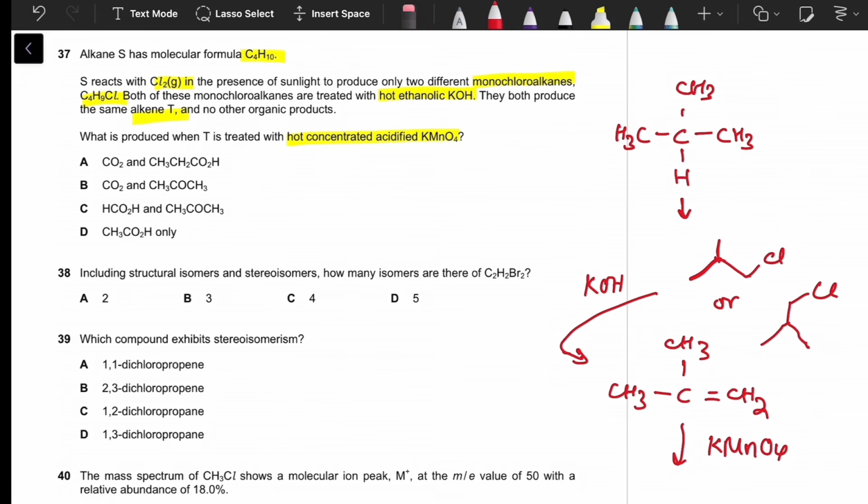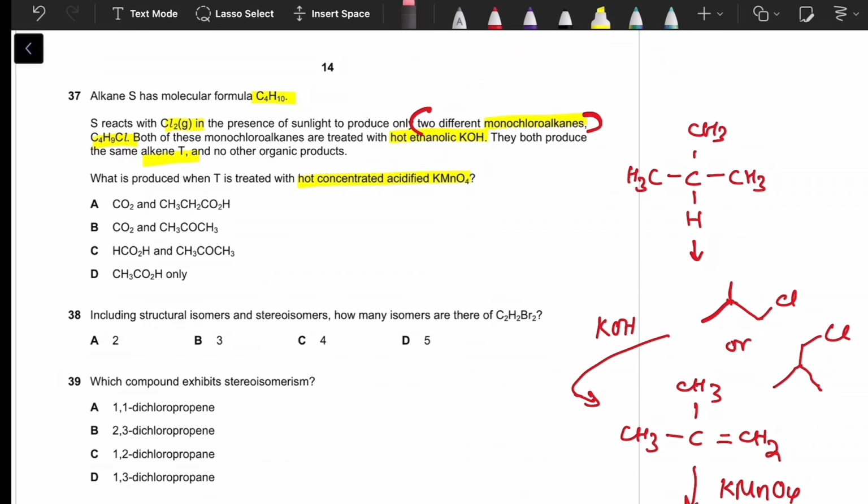Okay, so given that alkane S has C4H10 and it produces two different monochloroalkanes, it's safe to assume that this is 2-methylpropane. Because as you can see, it would give these two different variations of monochloroalkanes. Now, we've treated these monochloroalkanes with ethanolic KOH and produced an alkene. The alkene that it forms is as follows, and this alkene is then treated with hot concentrated acidified KMnO4.